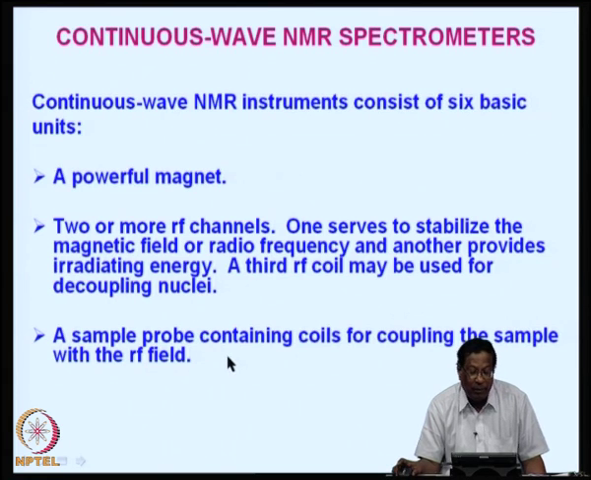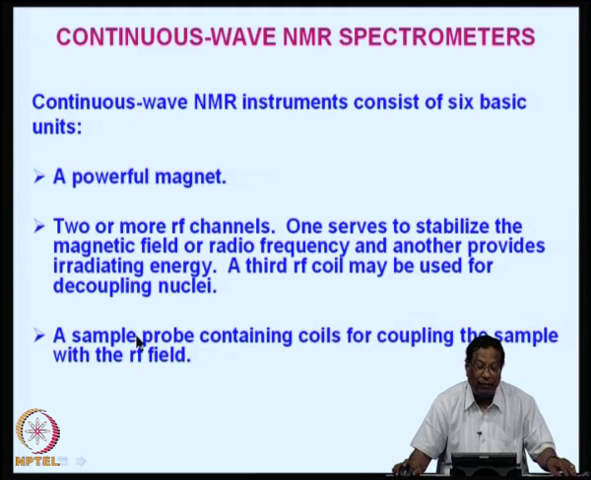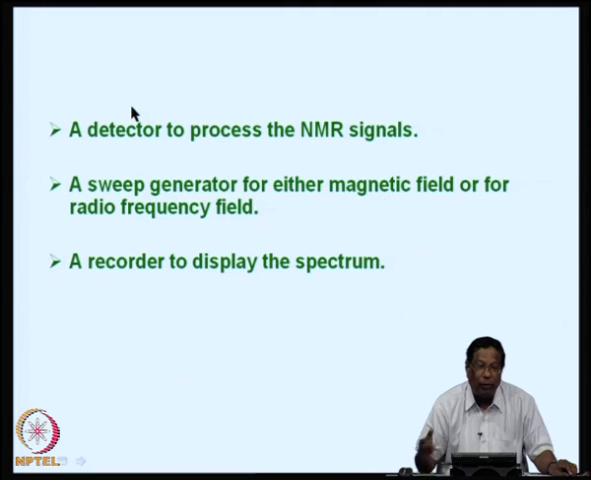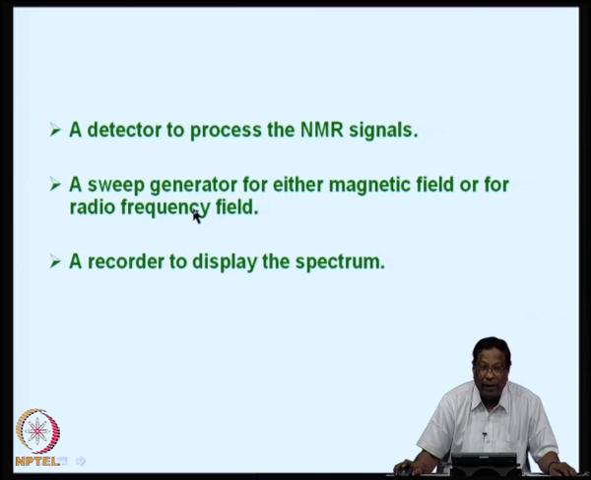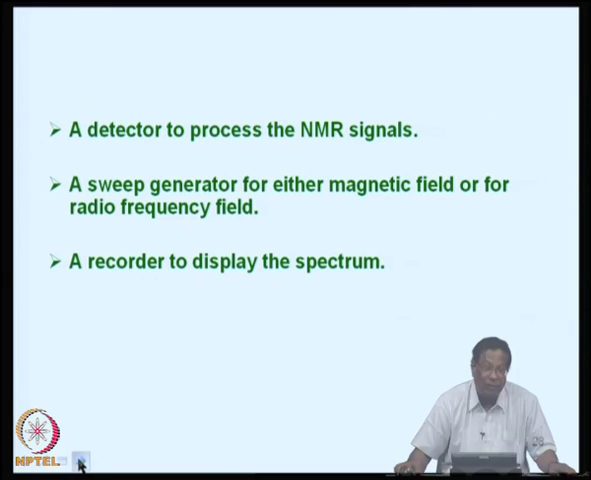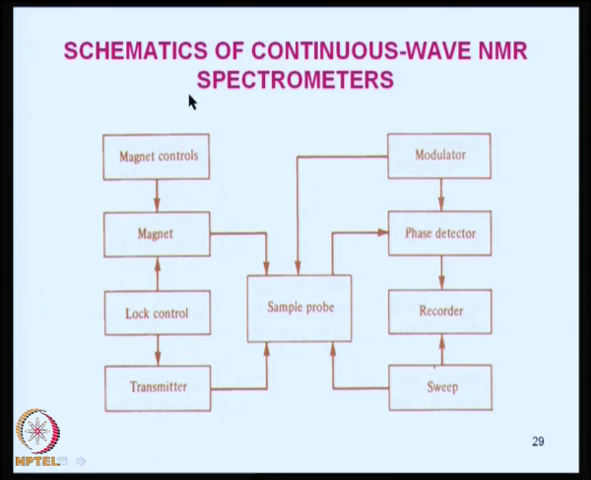Then you need a sample probe containing coils for coupling the sample with the RF field. That is also important. That means the sample must have some sort of a coil which can couple with the applied RF field. You need a detector to process the NMR signals, a sweep generator for either the magnetic field or the radio frequency field, and then you need a recorder to display the spectrum. So, these are the basic fundamental machine parts.